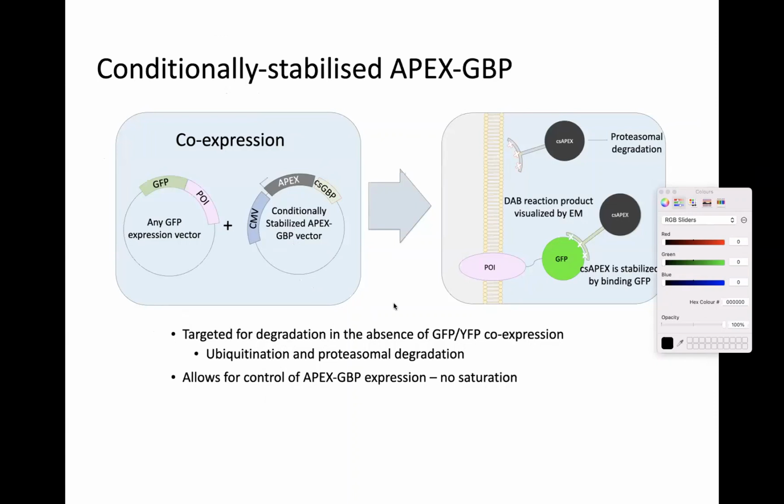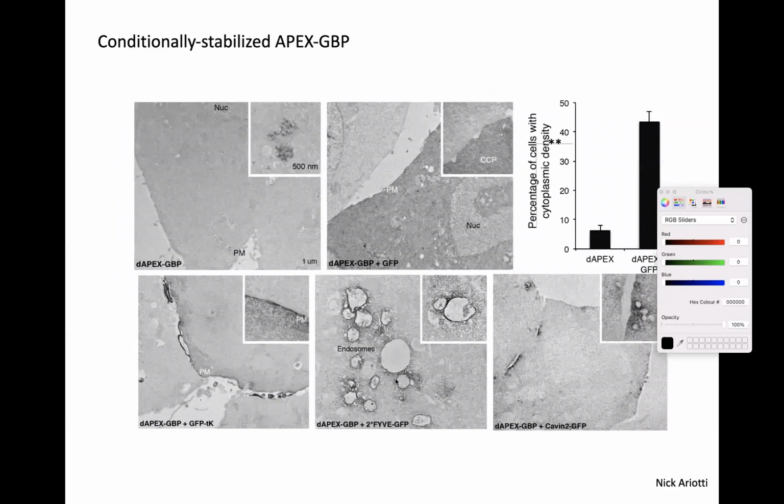And so what we did, this conditionally stabilized apex GFP binding protein, it's targeted for degradation in the absence of GFP or YFP. And so it gets degraded. But if you do have expression of a GFP tagged protein, it's stabilized, and then you get this specific recruitment of the nanobody. So it's stabilized by binding the GFP. That means you get rid of this background if you don't have any unbound apex nanobody in your cells or in your fish. And again, this works very nicely.